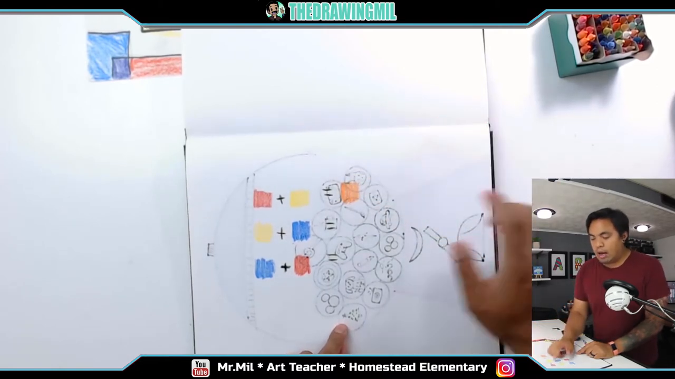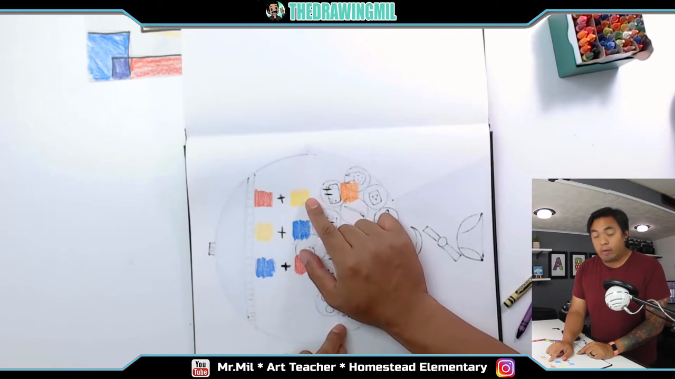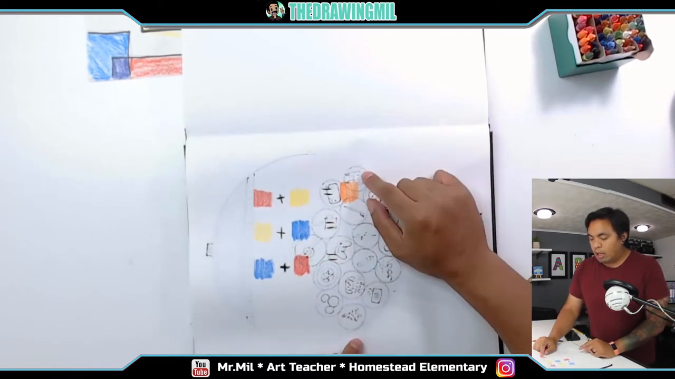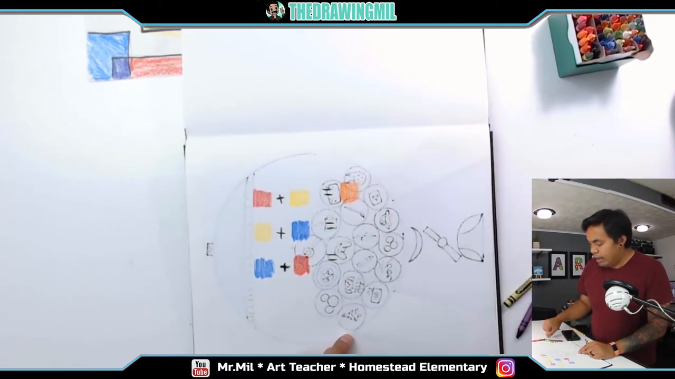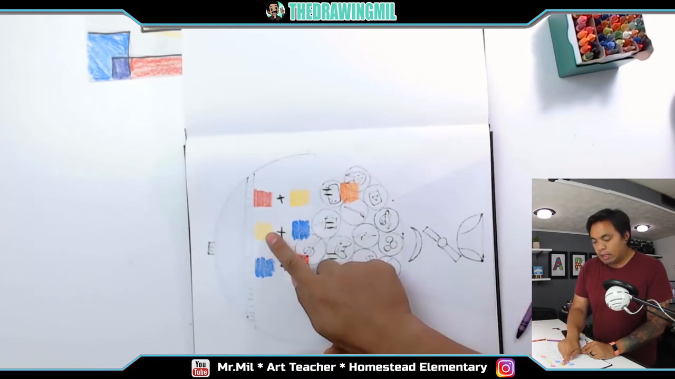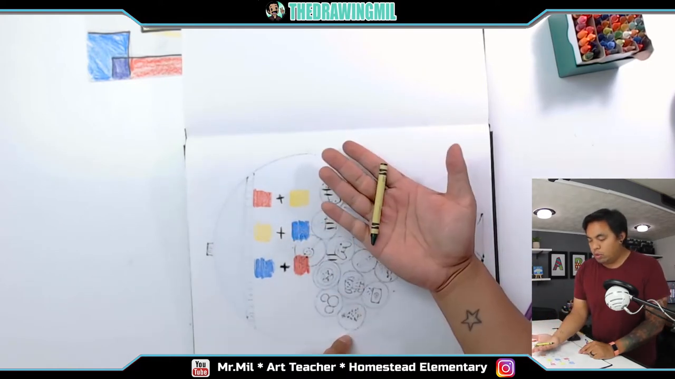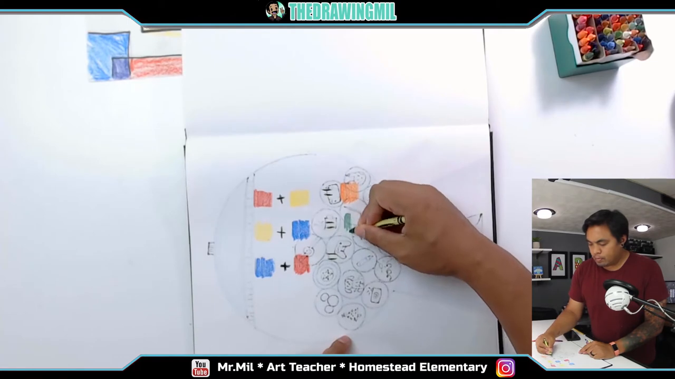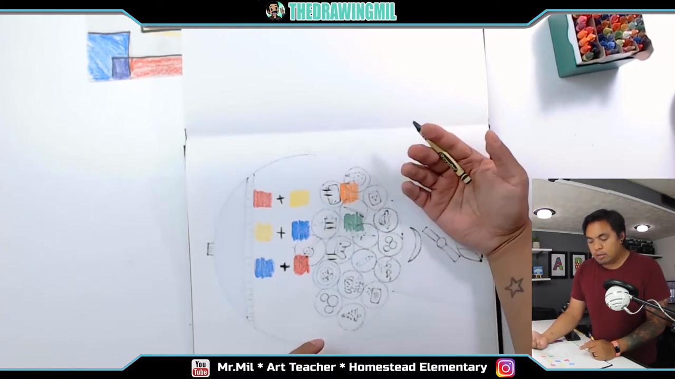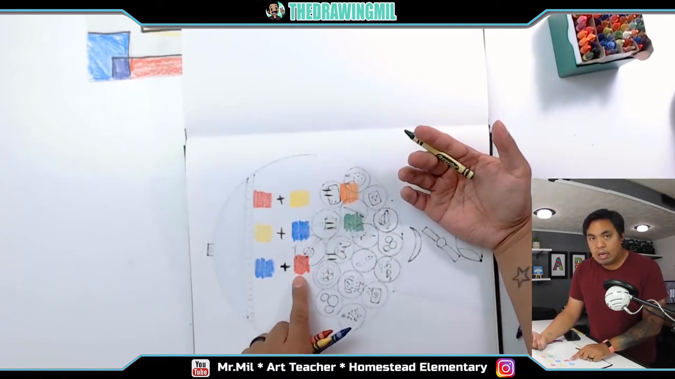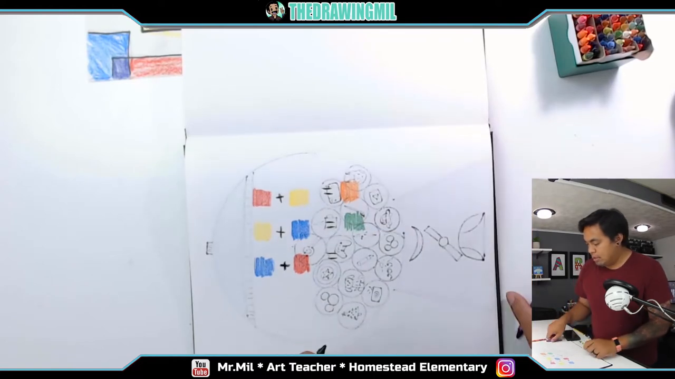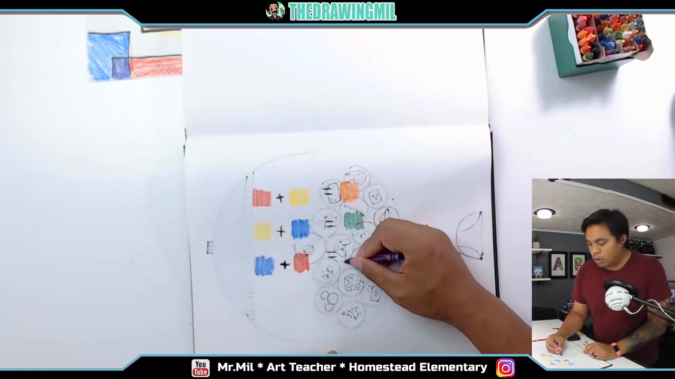So whenever you see a red block and a yellow block or rectangle colliding, you're going to be coloring in between an orange. The next one is yellow plus blue. It'll equal green. And last but not least, we have blue plus red. There's only one more option left, and that's purple, also known as violet.